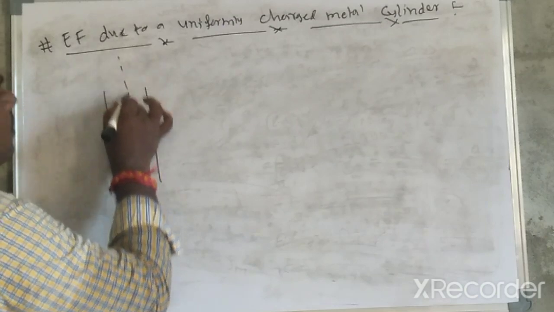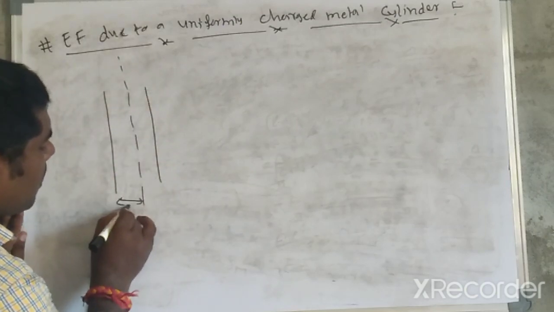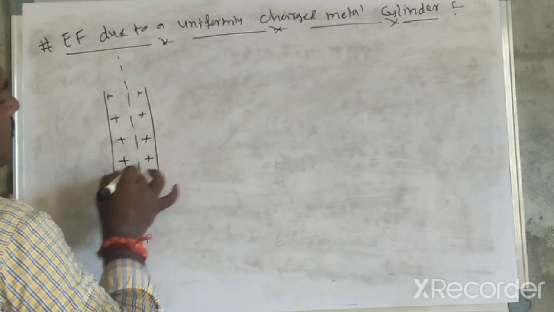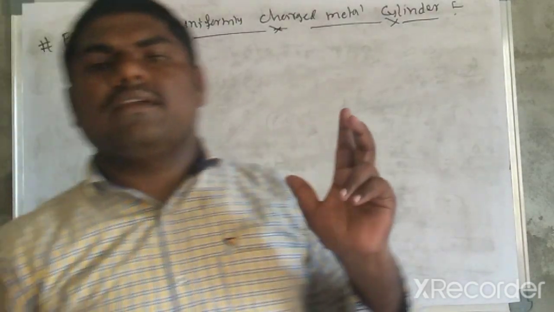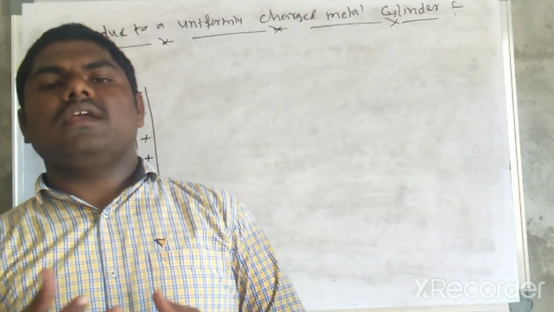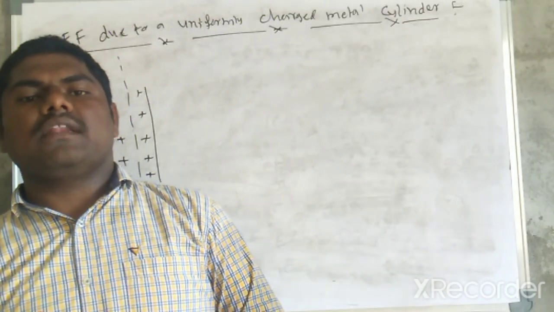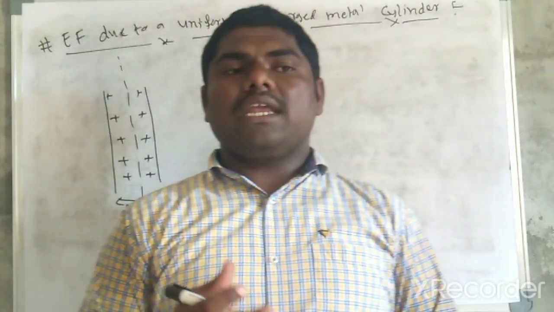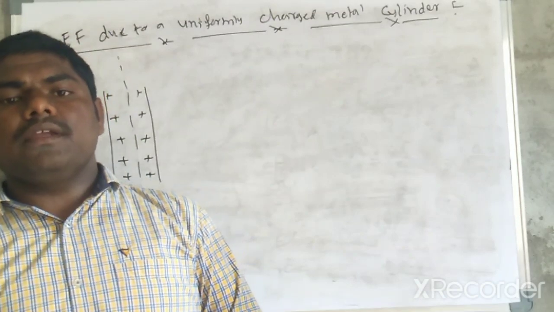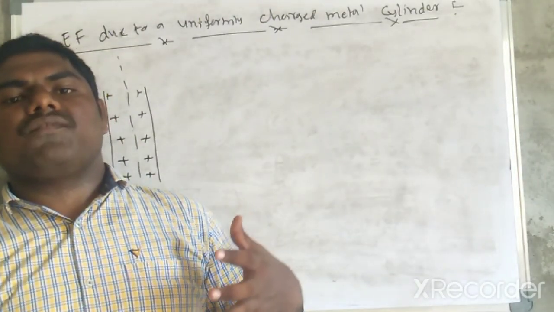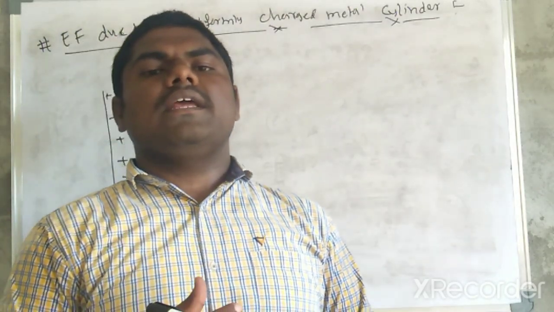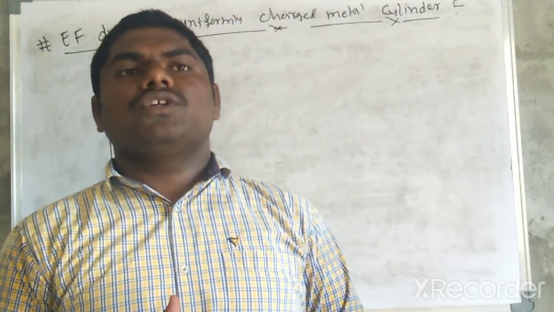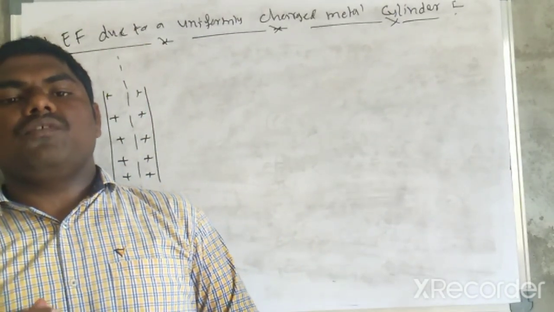This one is the center. Here the radius is capital R. So here the very long metal cylinder. And we already know that in case of a metal cylinder, when the charges are distributed, they will only be distributed on the outer surface, and as it is a cylinder, a uniformly symmetric object, the charge will be uniformly distributed. So obviously it will be uniformly charged.